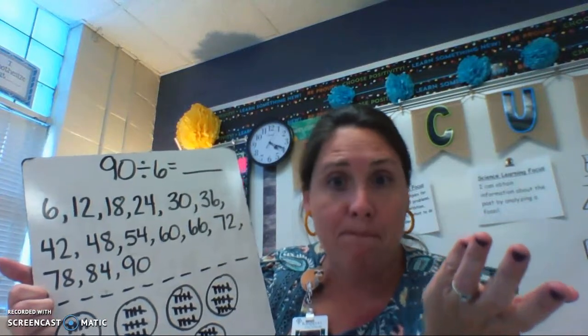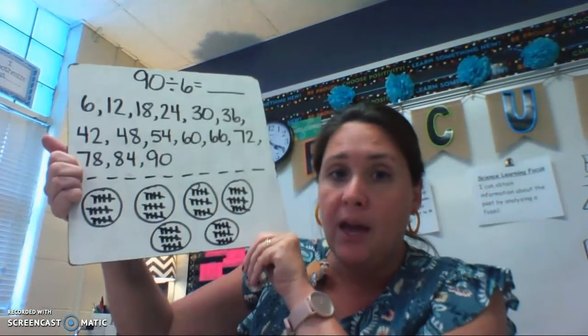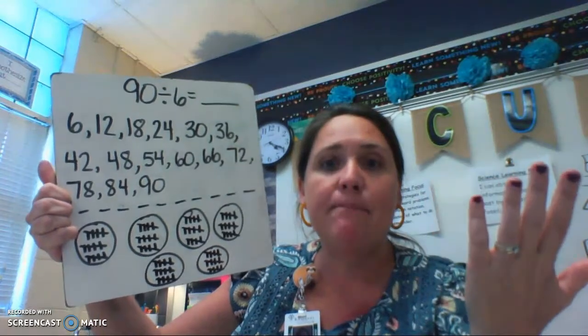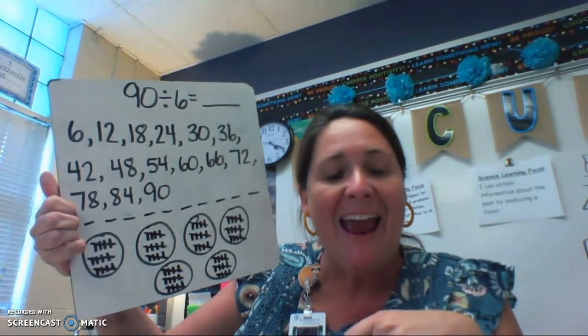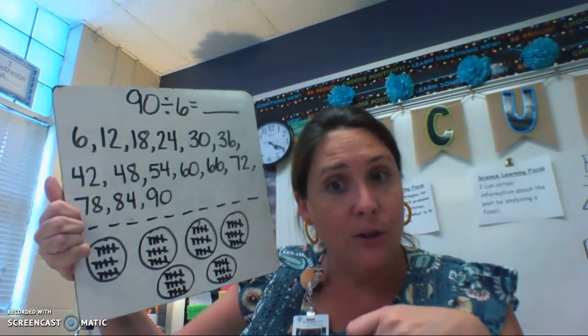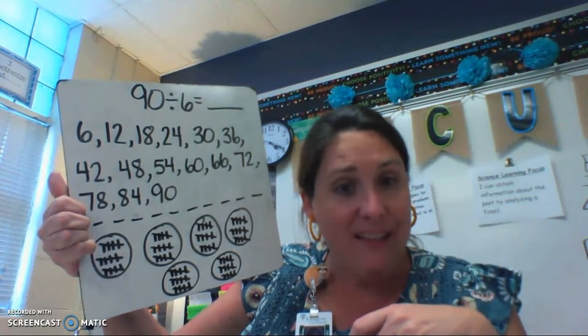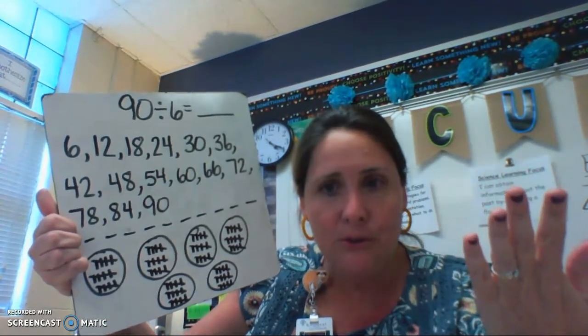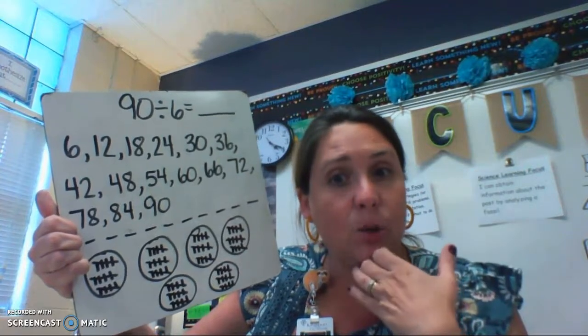Here's another strategy that maybe you used. Maybe you said, okay, I've got 90 pencils. We'll just say pencils. And I want to take those 90 pencils and give them evenly to my 6 friends. How many pencils are each of my 6 friends going to get?